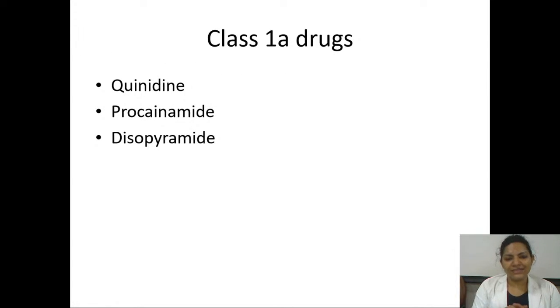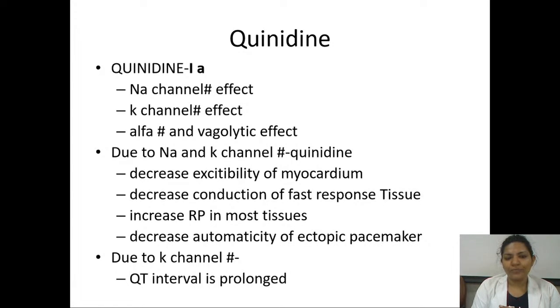Now, let's discuss some of the important drugs in detail. First of all, we'll be discussing class 1A drugs. Let's start with quinidine. Now, quinidine, as we all know, belongs to class 1A. So basically what it does is inhibit sodium channels and potassium channels. Along with this, there is also an alpha blocking effect and a vagolytic effect, right?